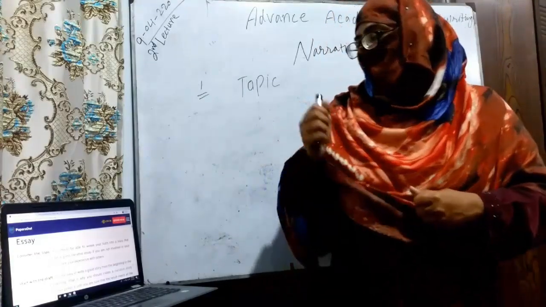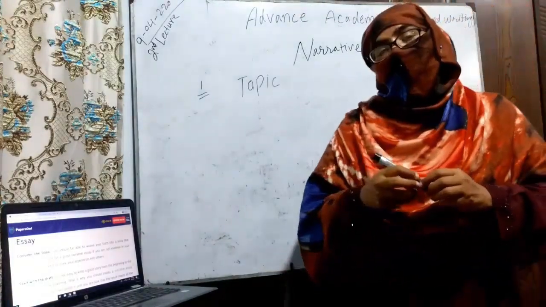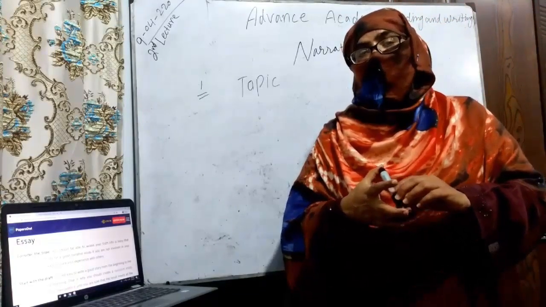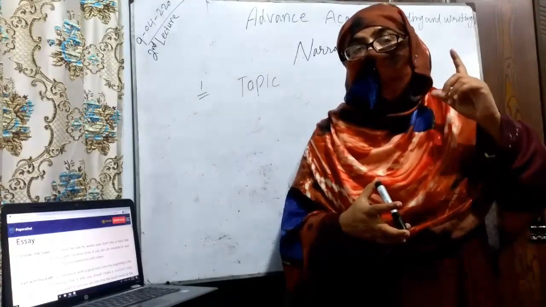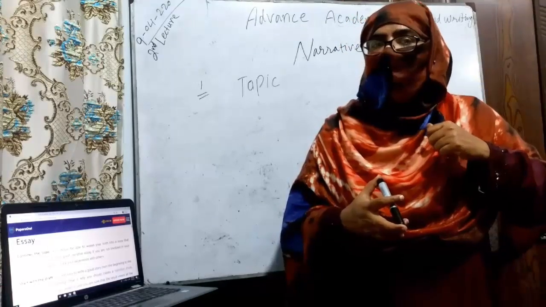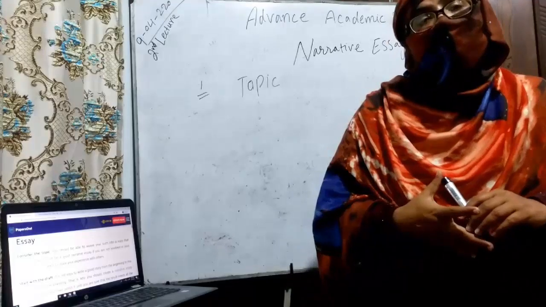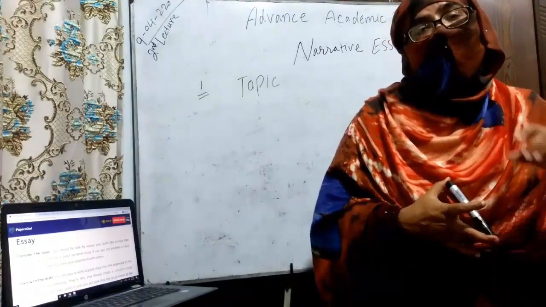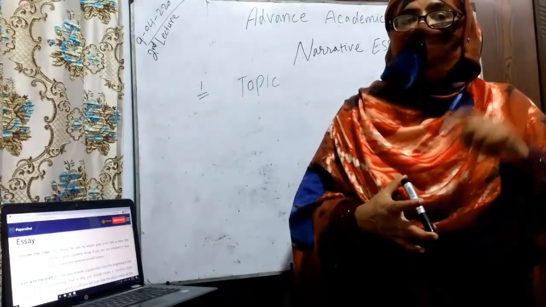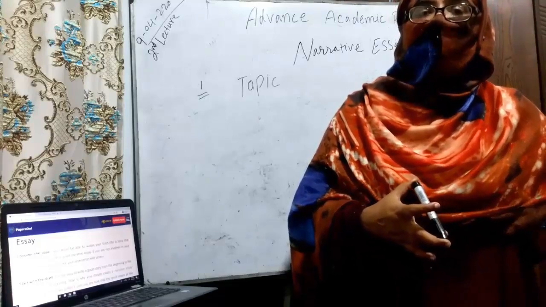Okay, at the beginning of the narrative essay, you should make a plan. Which plan? Planning is how you arrange the idea with the sentences. What type of sentences you are going to apply for writing your incidents, your events.